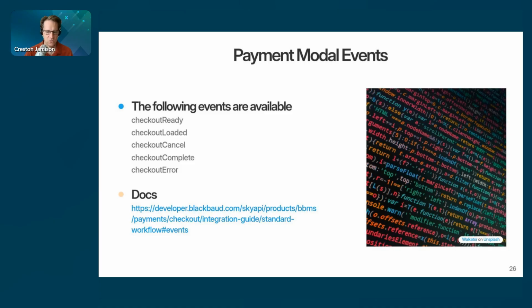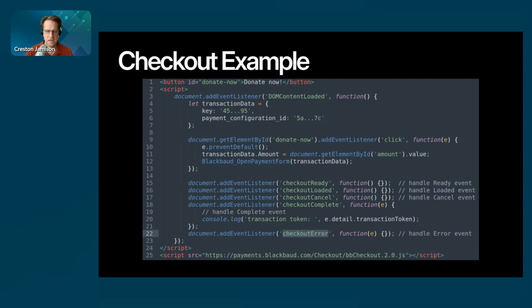So these are events you can essentially listen for. So let's look at the code to do this. Now, this code was taken from the Blackbaud website, but I've cut out sections. I've tried to make it as small as possible to be viewable on a screen. If you look at line 25, here we are including the Blackbaud Checkout 2.0 JS. If you look at line 1, this is the button, the Donate Now button that a donor would click to be able to make the contribution. And then everything between the script is the JavaScript that does it. You can see on line 4, this is the transaction data where we're setting up the key, or the public key, and the payment configuration ID.